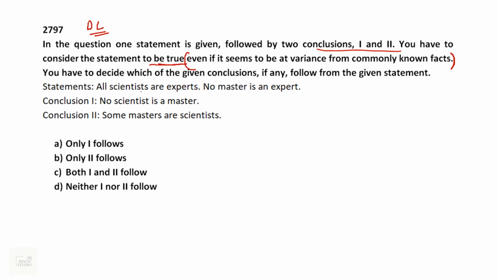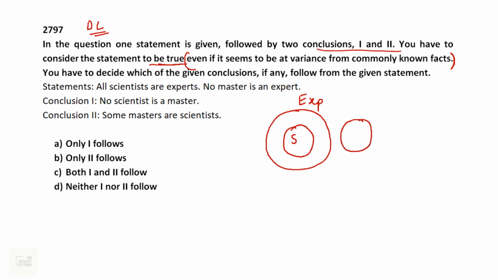Statement: all scientists are experts. So if this is the Venn diagram for experts, then this is scientist. All scientists are experts. No master is an expert. That means it should be something here. These all are masters which are not experts. So this will be a Venn diagram for the given statement.